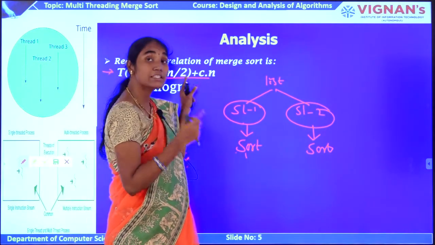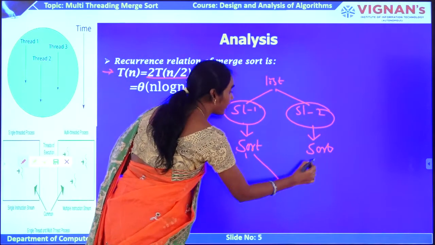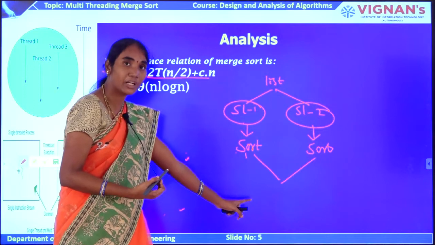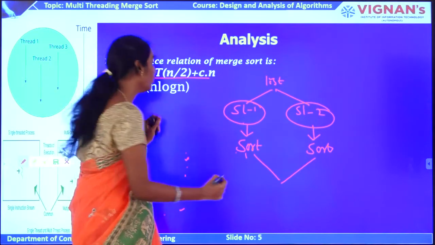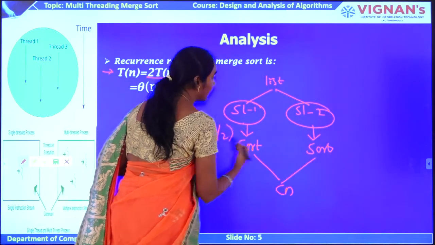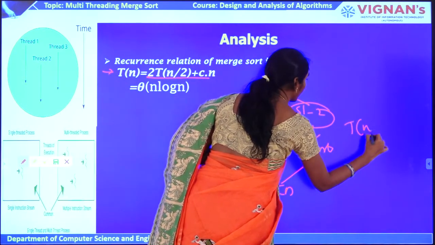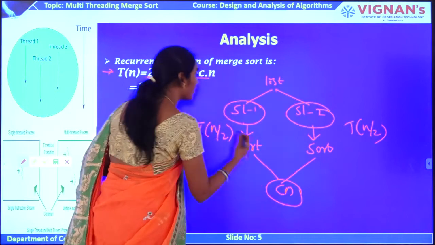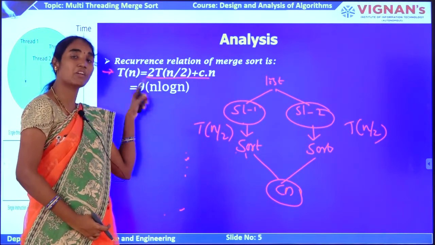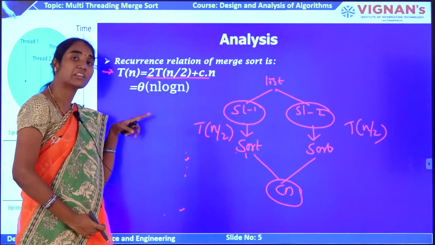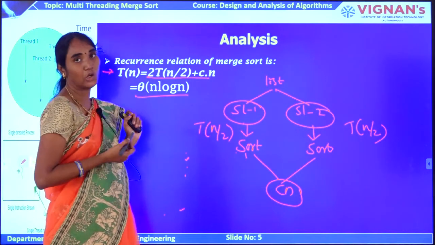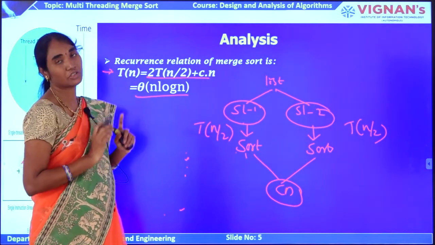Whereas Cn is the time required for combining these two. For combining these two, how much time is required? That is Cn. So this is T of n by 2, this is T of n by 2, and this is Cn. Together the time required is 2T of n by 2 plus Cn. Now if I solve it either by the substitution method or by the Master's theorem, I get theta of n log n. That is the serial version, right?